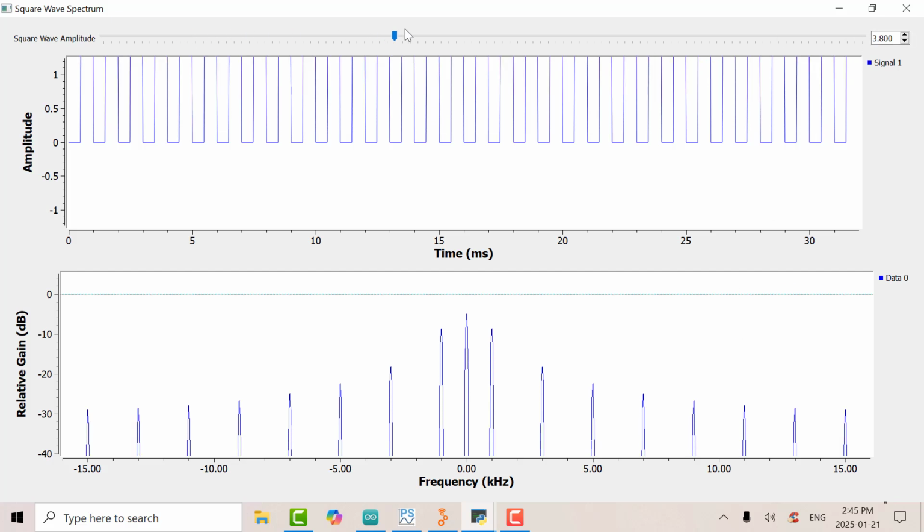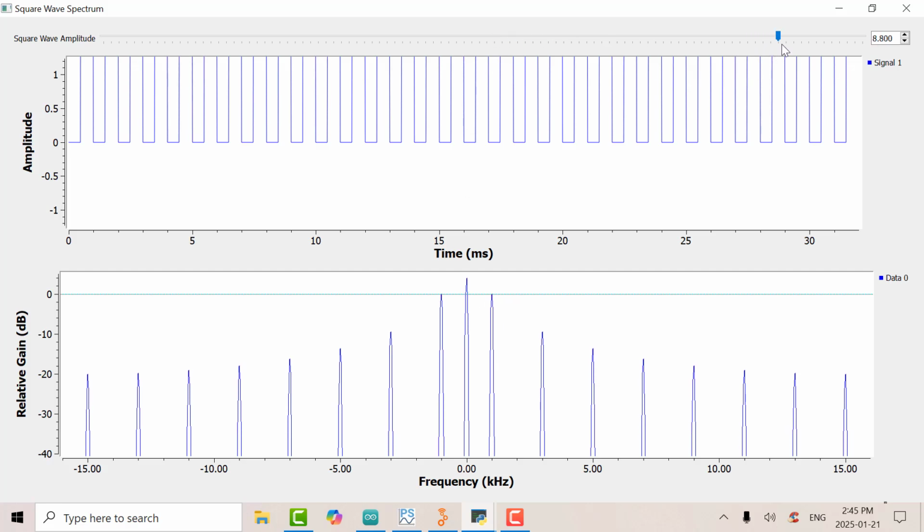I'm going to up this till down here, till there's the DC component. Notice it shows up as well. So there's my primary component. So I think if I go to 8.8, I think it is. Yeah, 8.8. The primary component is exactly 0 dB.